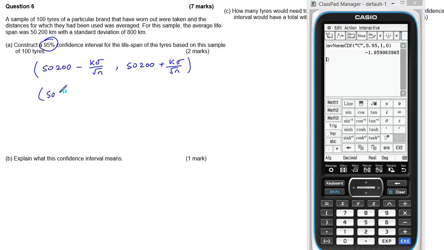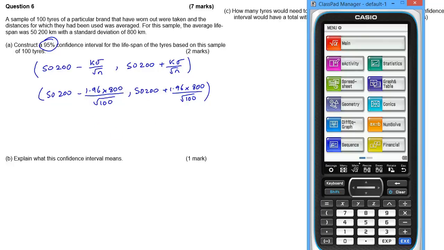So that's going to be 50,200 take away 1.96 times the standard deviation over the square root of 100, because that's the n. And 50,200 plus 1.96 times 800 over root n. Now of course once we've got that, we don't actually need to calculate it from here.